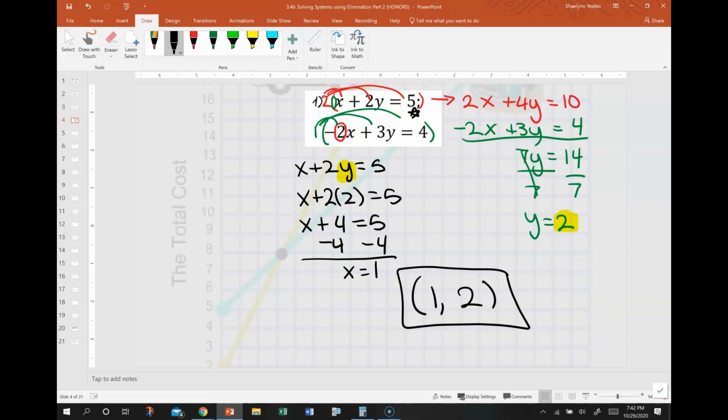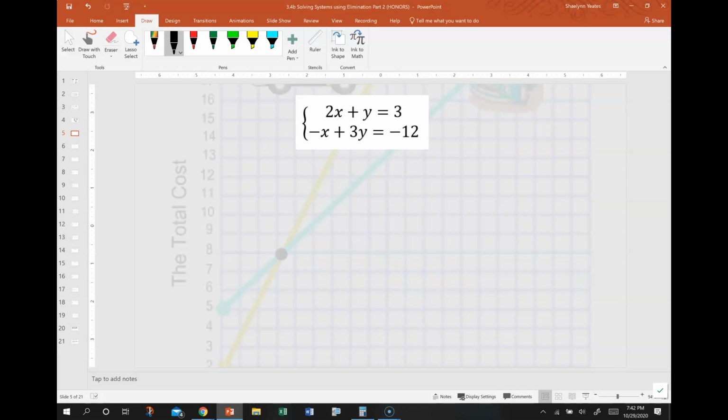All right? Let's take a look at this next one. Again, we see that the numbers don't match. We need them to match. Again, I'm just going to get rid of x just for funsies. So I'm going to multiply this top equation through by a 1, because the number in front of my x, I know there's a negative, but the number right in front of my x is a 1. So I'm going to do 1 times 2 is 2x, 1 times y is a positive y, and 1 times 3 is just 3.